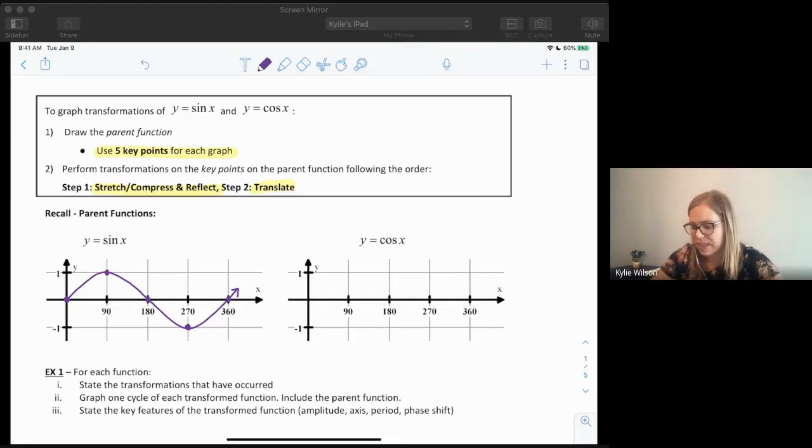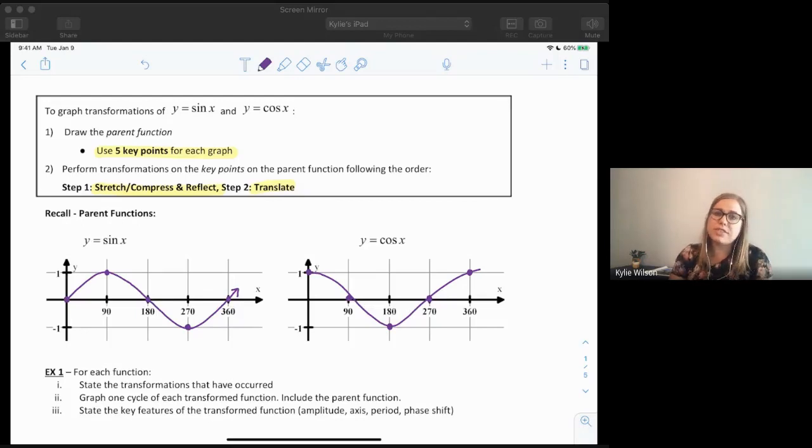Next is cosine x. So if I do cosine of 0, it's 1. Cosine of 90 is 0. Cosine of 180 is -1. Cosine of 270 is 0. And cosine of 360 is 1 again. So I'm just going to connect those like that. So those are our parent functions.